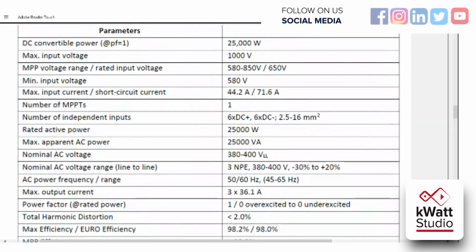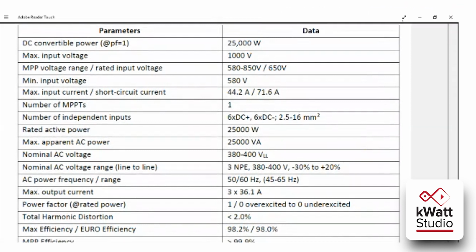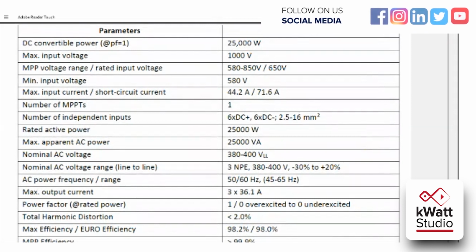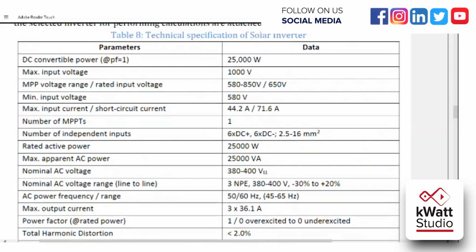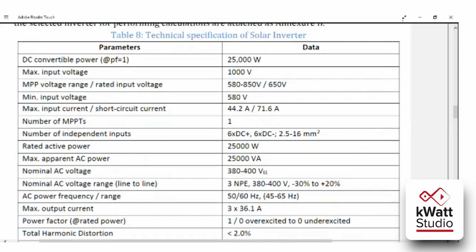Here the input voltage of the inverter is 580 volts to 850 volts. In the next session we will teach how to select the proper voltage, whether 580, 850, or somewhere in between, and how it plays a vital role while designing your system. That is a quite interesting step which you can add to your system designing.